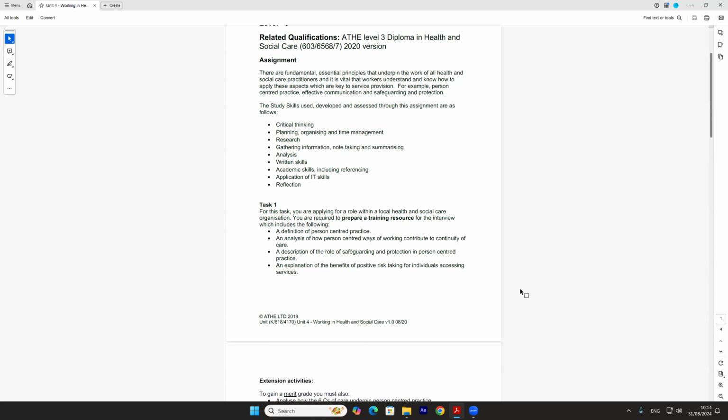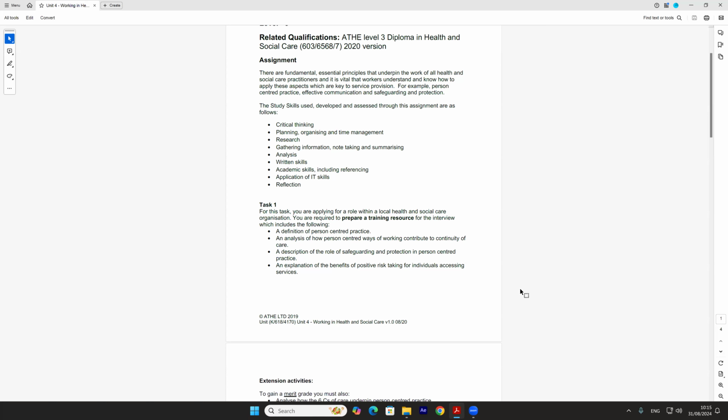So as an example, encouraging a person with mobility challenges to use a walking aid instead of a wheelchair may involve some risk of falls, but it can also increase their independence and mobility over time. So why is this important? Positive risk-taking supports the principles of person-centered care by empowering individuals to take control of their lives, make their own decisions, and pursue activities that bring them joy and fulfillment.